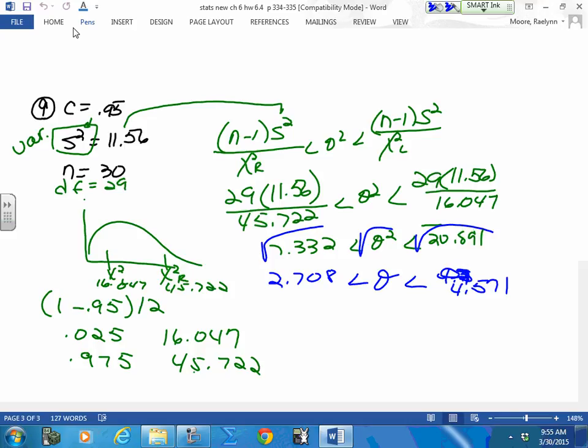Okay, so that's your confidence interval. To be 95% confident that your population variance, they didn't give us a scenario, so your population variance will fall between 7.332 and 20.891. We can be 95% confident that our population standard deviation, therefore, will fall between 2.708 and 4.571. Now, if you reverse these, you would see the 4.571 over here and the 2.708 over there. You would just swap them out.